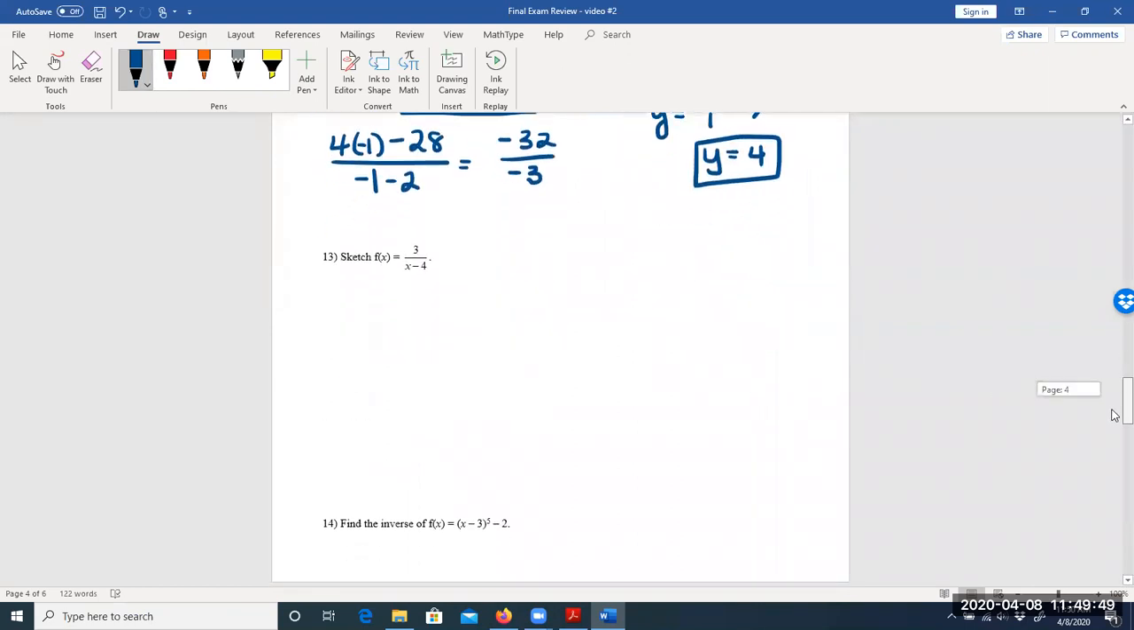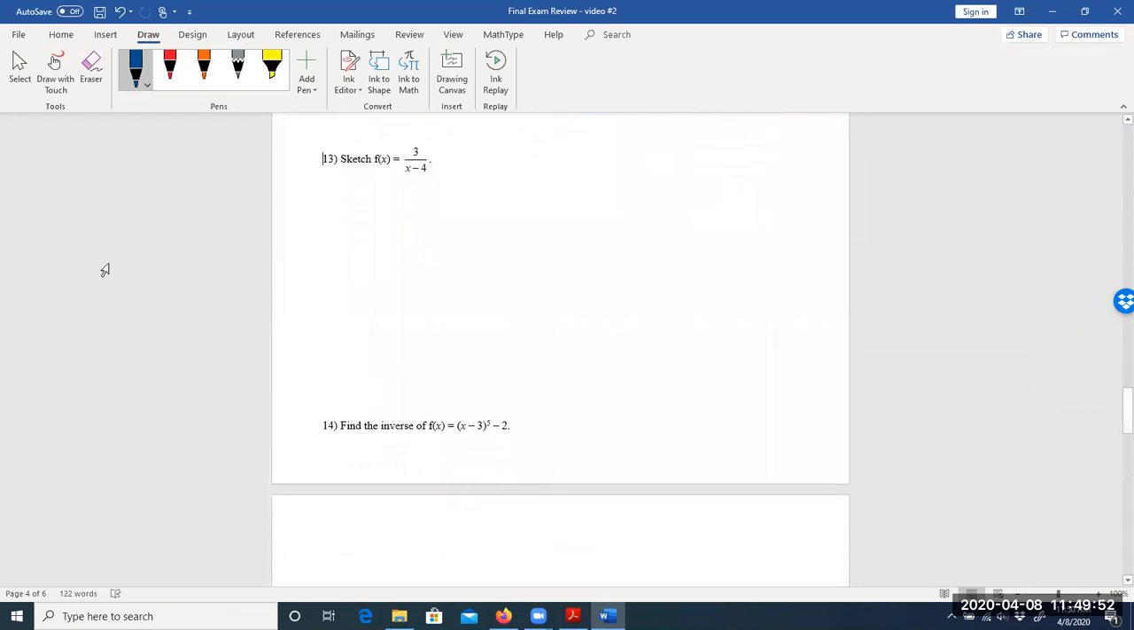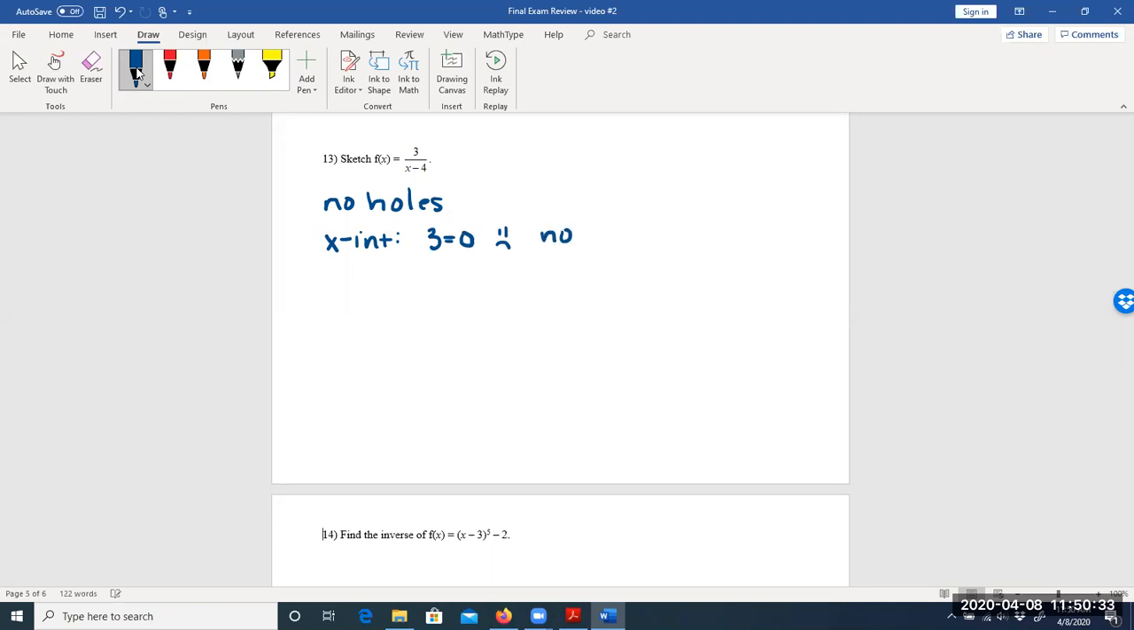In number 13, we want to sketch this rational function. And on the exam, this is going to just be multiple choice in WebAssign. But if you want full credit, you do have to support your answer. So just make sure you support your answer. This one right here has no holes because I am not able to reduce that function. To find an x-intercept, we set the numerator equal to 0. And I get this untrue statement, 3 equals 0. 3 does not equal 0. So that means I do not have an x-intercept.